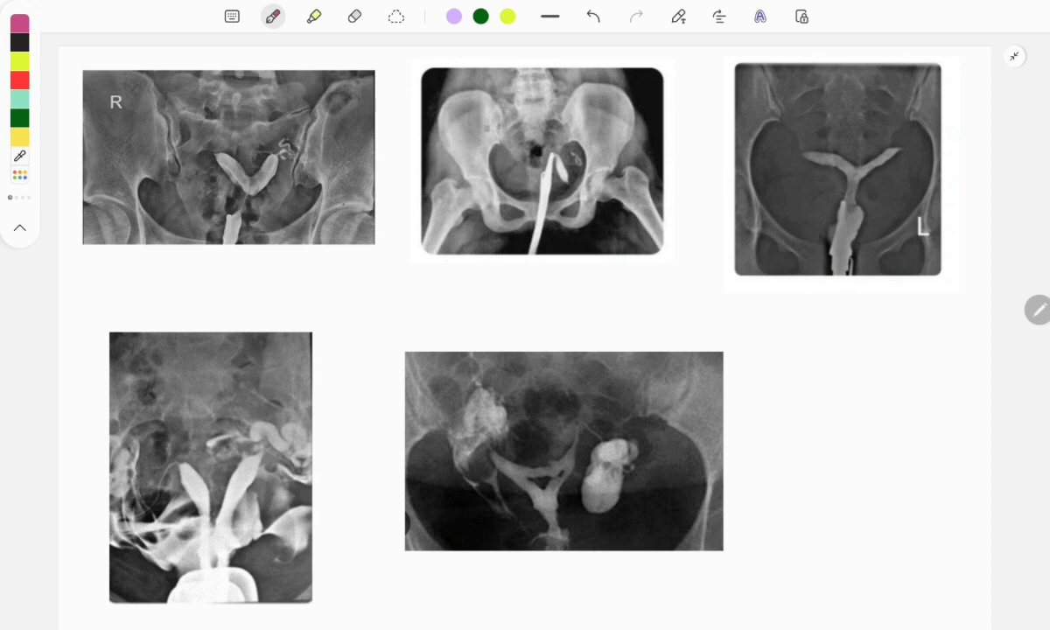So in this video, we will look at some important images from the gynecology and the genitourinary system, which are frequently asked in the FMGE.